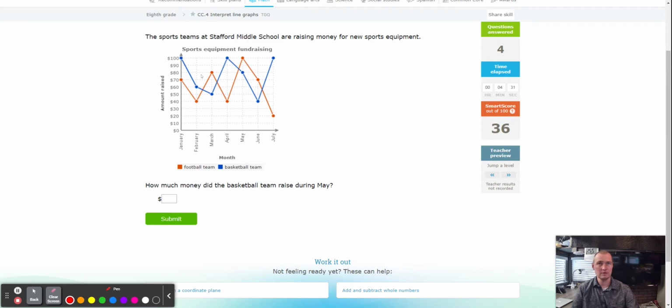All right, next up, the sports teams at Stafford Middle School are raising money for new sports equipment. Okay, we got ourselves some sports equipment. All right, and notice we got a football team and a basketball team. How much money did the basketball team raise during May? Okay, so we're only looking for the basketball team in blue, and we're looking for May. So we're going to go to May. We're going to go up to the blue. Bam, hit the blue right there. And going to the left to the y-axis will tell us we raised $80 for the basketball team. So $80.